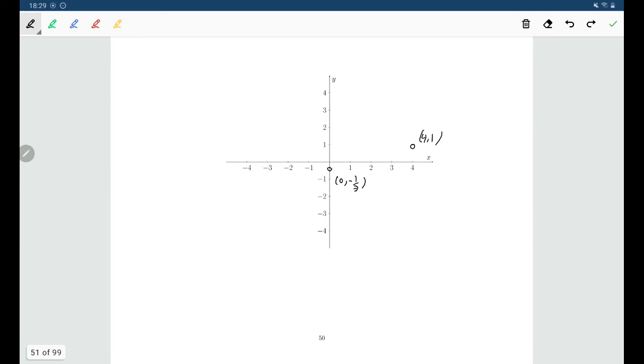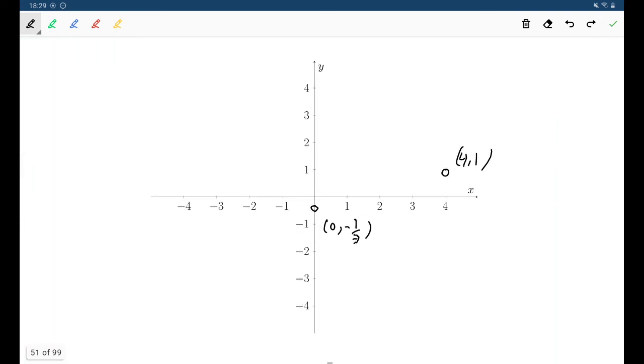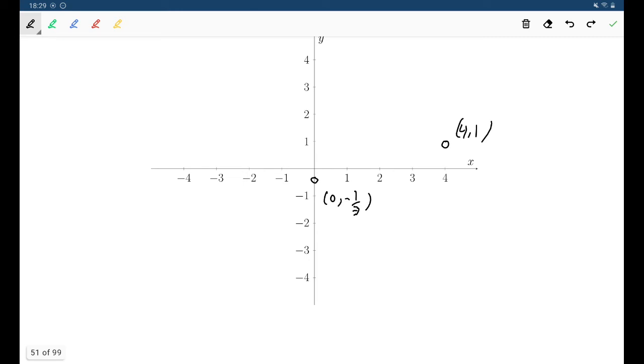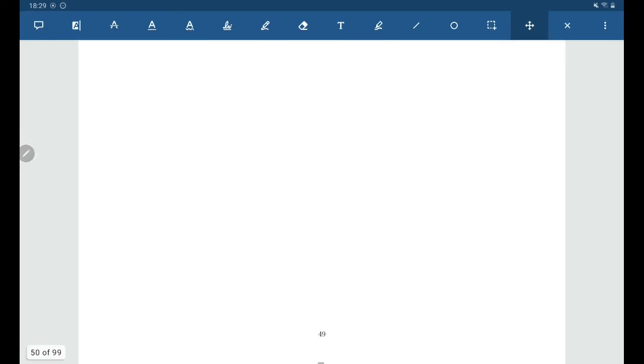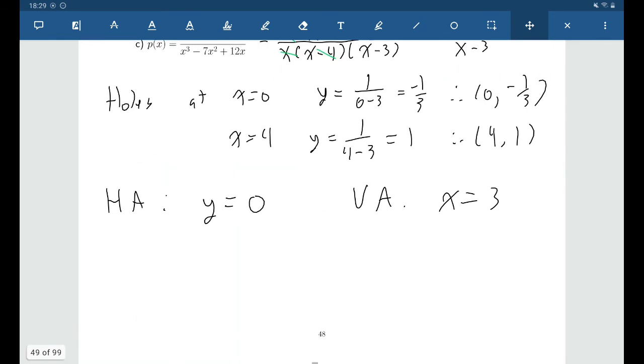So let's plot that in. We have x being 3 as our vertical asymptote. So there's x equals 3. And we had our horizontal asymptote, y equals 0. All right. Next thing that we need to think about would be, do we ever cross the horizontal asymptote?